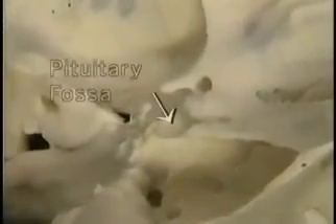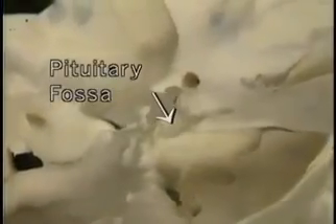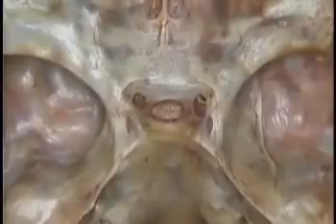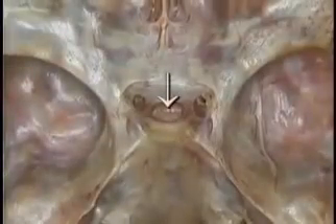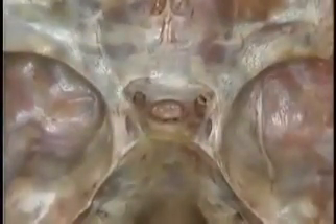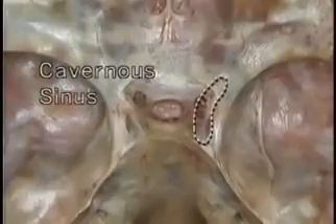In the dry skull, this hollow, the pituitary fossa, is partly enclosed by these four bony projections, the clinoid processes. In the living body, the dura bridges over the roof of the pituitary fossa, leaving this round opening. The clinoid processes are here. The pituitary fossa, which contains the pituitary gland, is lined with dura. Just lateral to the pituitary fossa is the cavernous sinus, which is hidden beneath the dura here.